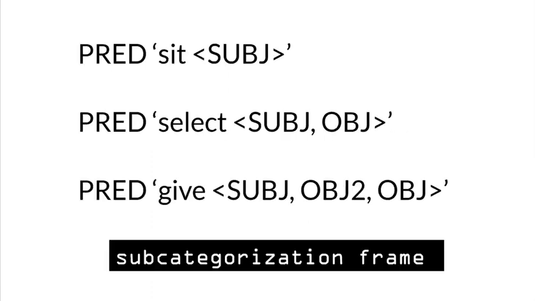The idea that the verb controls how many arguments can appear is formalized in the value of pred. After the gloss, there's a list of grammatical relations written in angled brackets. These represent the arguments required by the verb. This list is called a subcategorization frame.